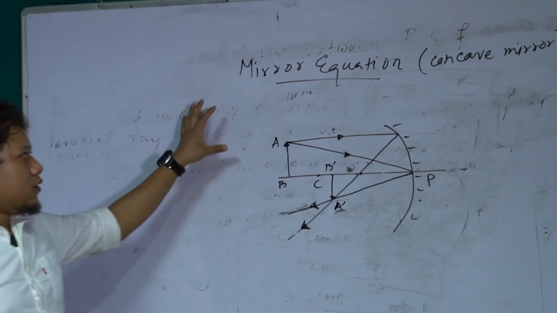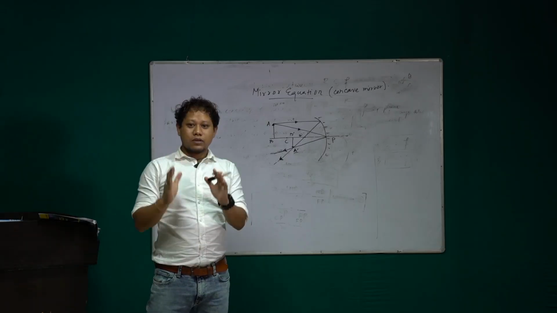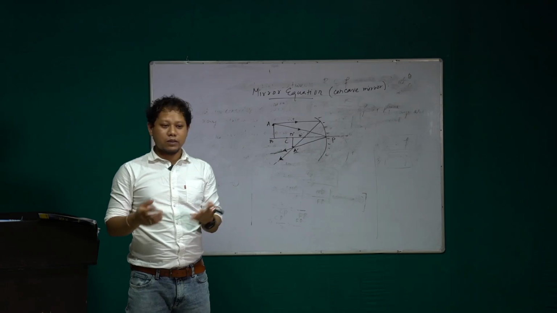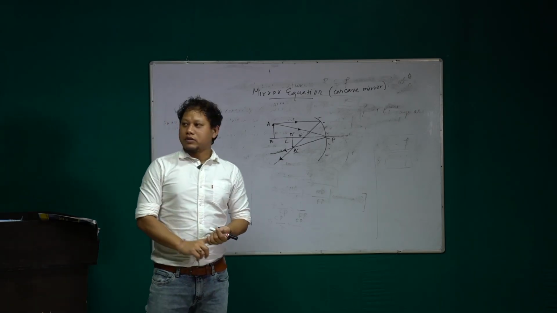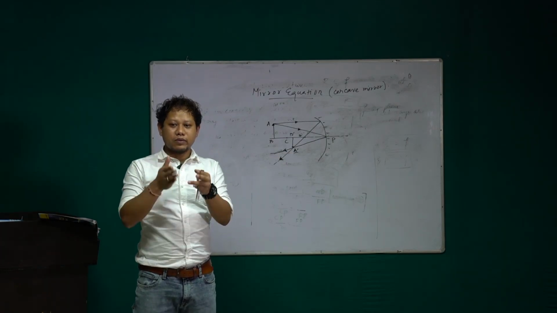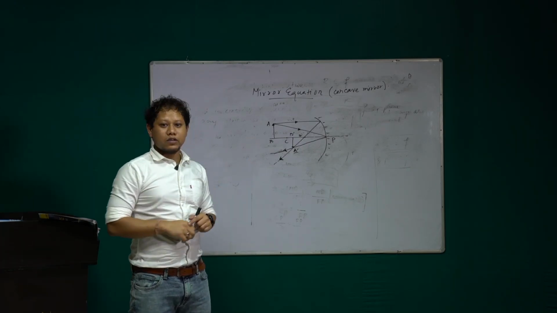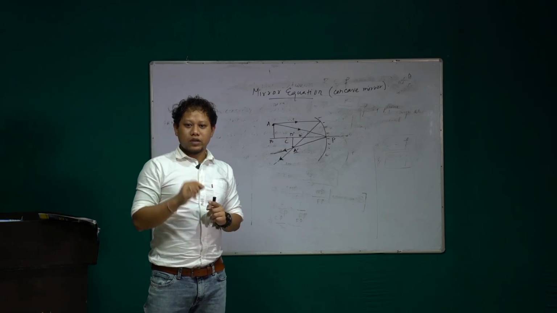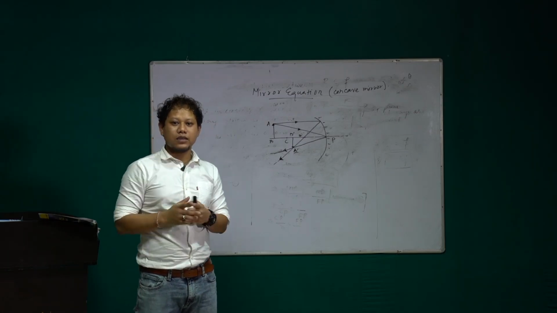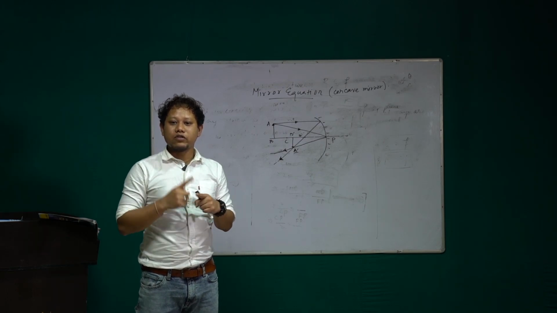Before deducing the equation, let me tell you what an image is. Suppose light is coming from any point source, artificial or natural. After reflection, if the rays converge or diverge from a particular point, the image forms at that point. So we can say the image is the point to point correspondence established through the reflection or refraction of light. Remember, the image is nothing but the point of intersection between two reflected rays or two refracted rays.